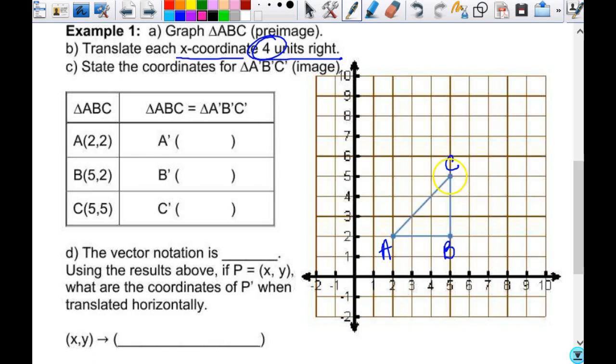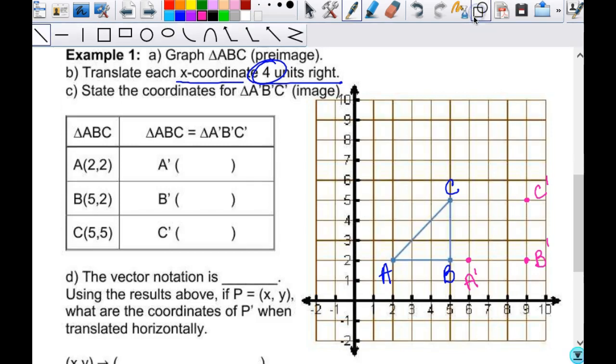So I'm going to take point C. I'm going to count to the right 4 units. There's my C prime. Do the same thing for B. And do the same thing for A. And then I'm going to connect the dots. Yes. Yeah, A prime, B prime, and C prime.